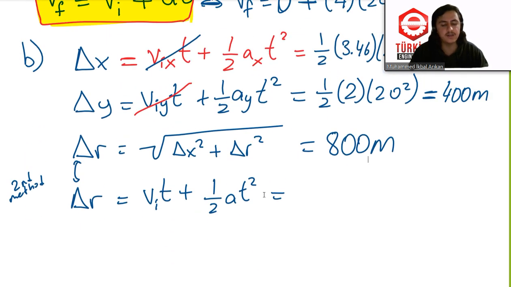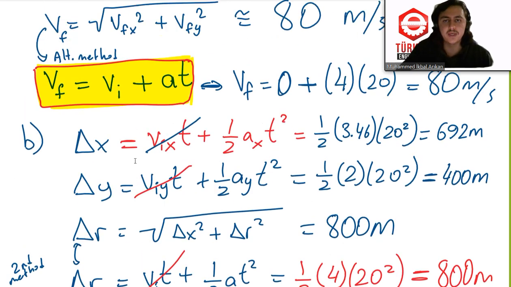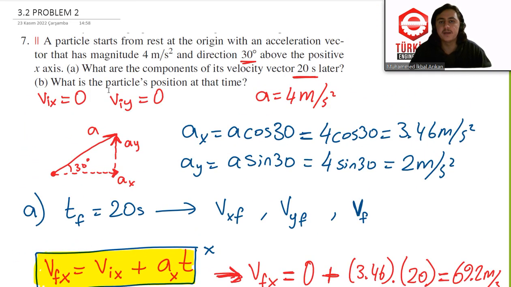Okay. What about this one? So you will see that they are equal to each other. Our initial velocity at rest is equal to 0. So I will put just half of our resultant acceleration, which is 4 meters per second squared, multiplied by this one, which will give me 800 meters. So each formula you use, you will get the same result. It's actually asking for the particle's position.